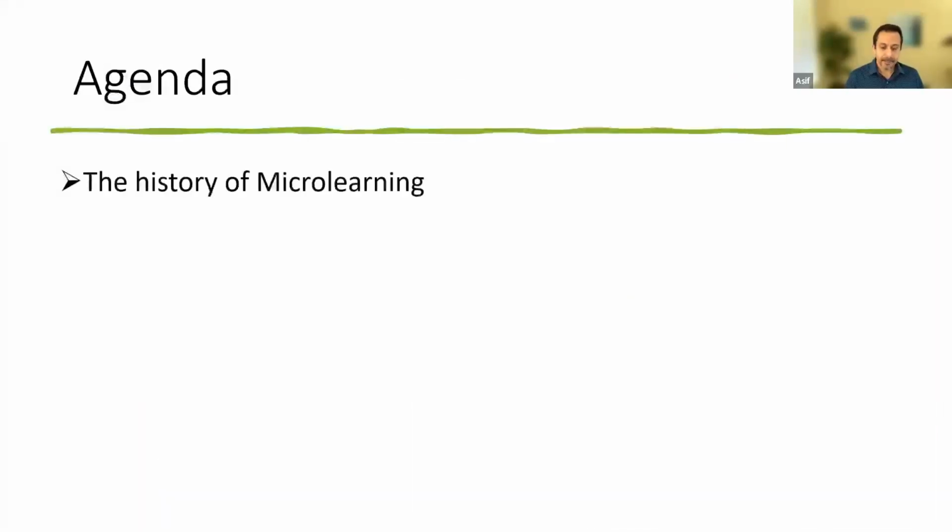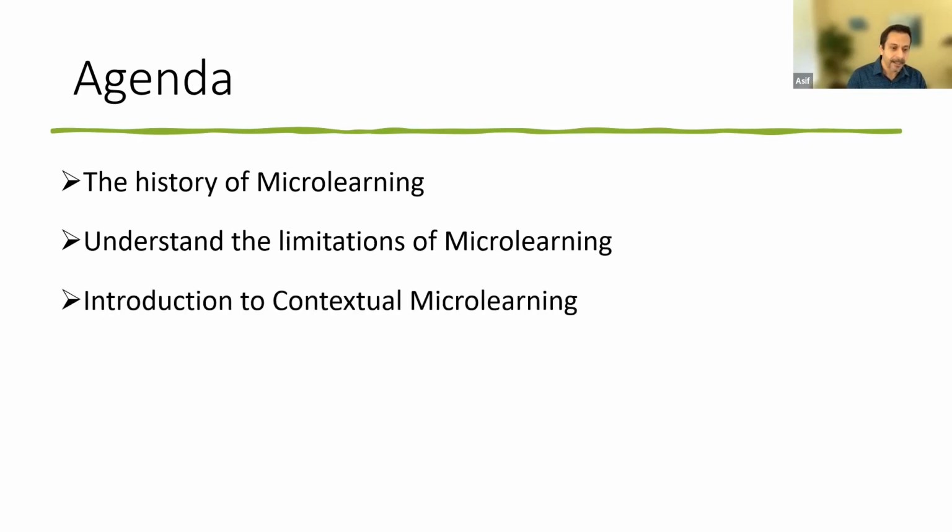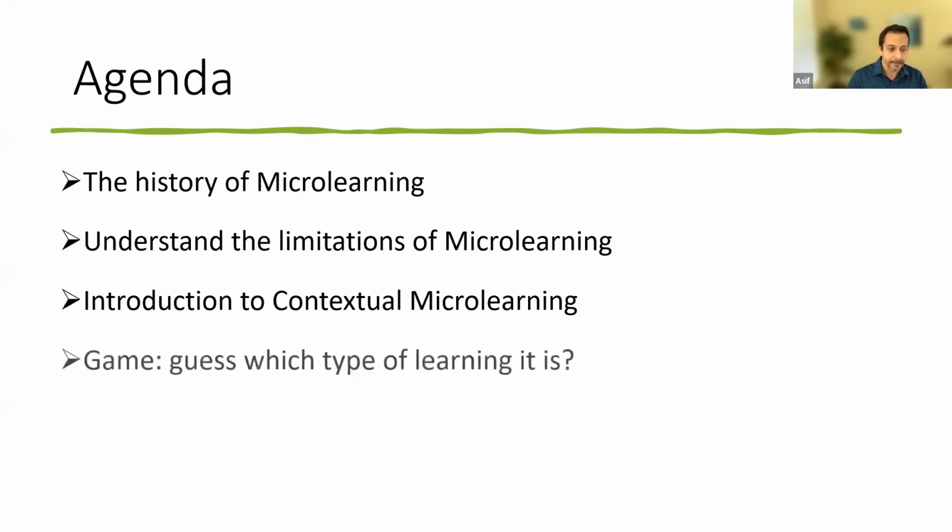The agenda: I'm going to be talking about the history of microlearning, because as I mentioned, microlearning is not as new as many of us might think. Limitations of microlearning. So what is it that we can do better with microlearning? Why is context necessary for microlearning? What does it provide? And that's going to be the contextual microlearning concept that I'll be talking about.